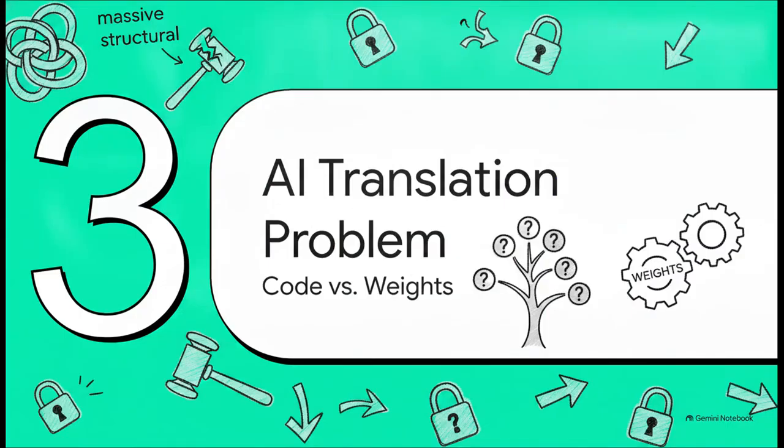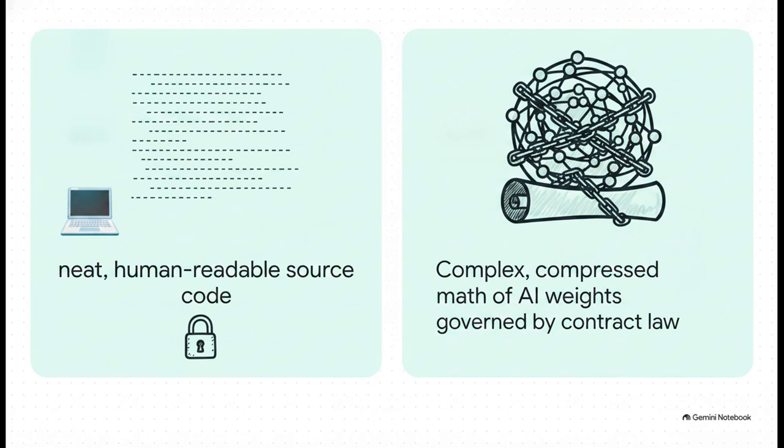Which brings us to part three, the AI translation problem. Code versus weights. Now, this is where the friction really starts. Classic open source was designed for source code, right? Human-readable text, a clearly defined artifact with cut-and-dry copyright ownership. But AI model weights, they are a totally different beast. They're essentially just the compressed mathematical output of massive training runs. Because it's legally super fuzzy whether model weights even count as software under copyright law, AI vendors are just bypassing classic licenses entirely. Instead, they're using contract law, like your standard terms of use, to lock things down.